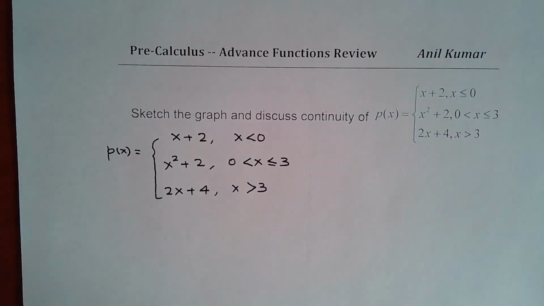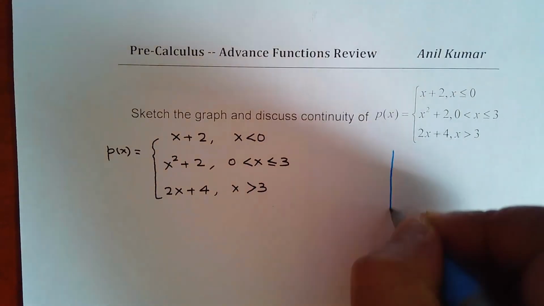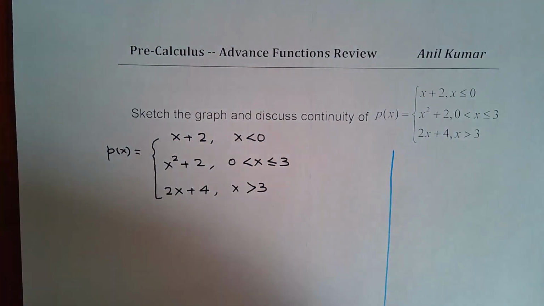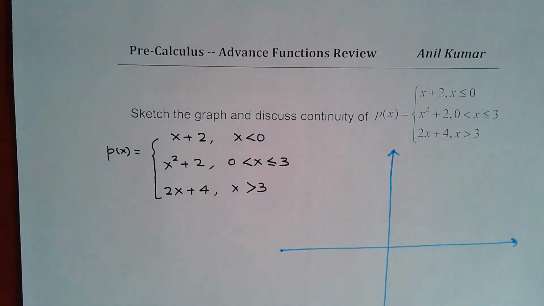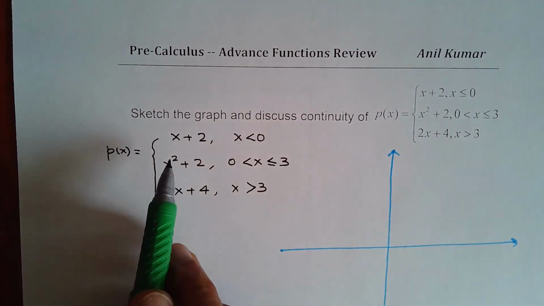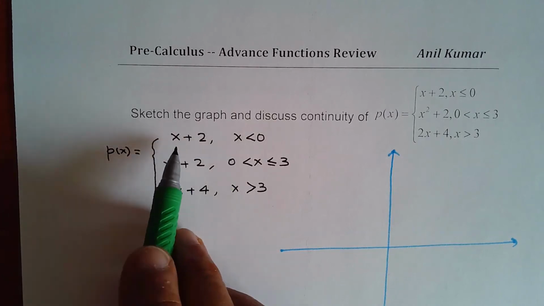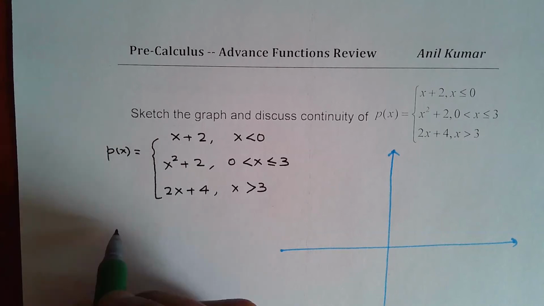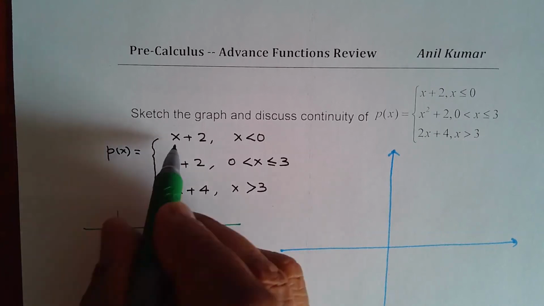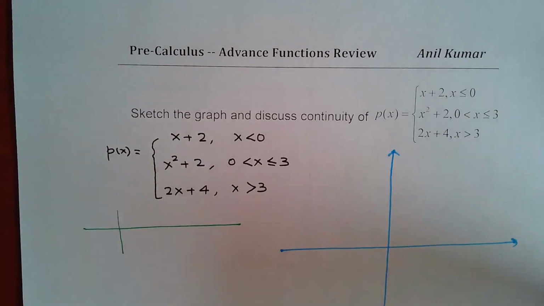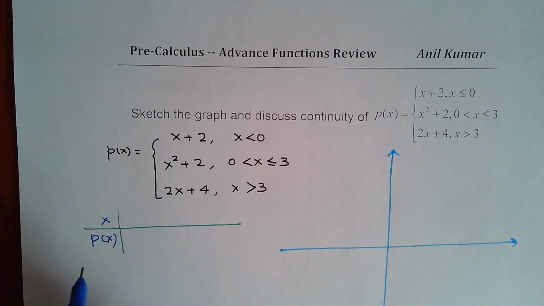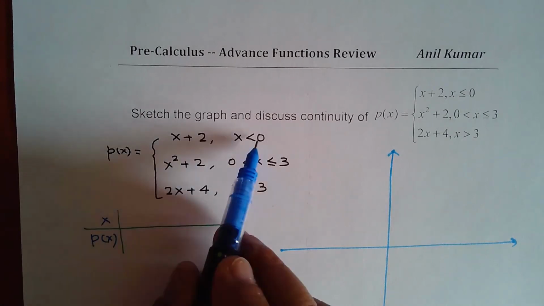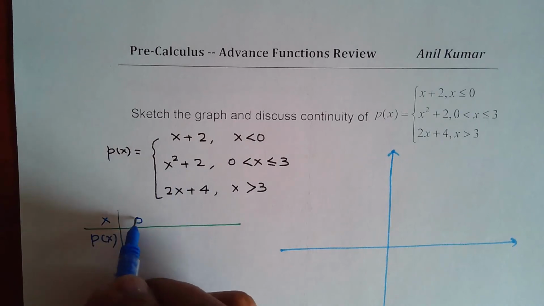So let me sketch the graph on the right side. Okay, so we'll make a rough sketch. Now first, let's try to understand how to really sketch the graph. Now this is a linear function. You need 2 points. So for the first leg, where x is less than 0, we'll take few values of x and then find what p of x is. Since we are interested in less than 0, I should start with 0 and then move left.